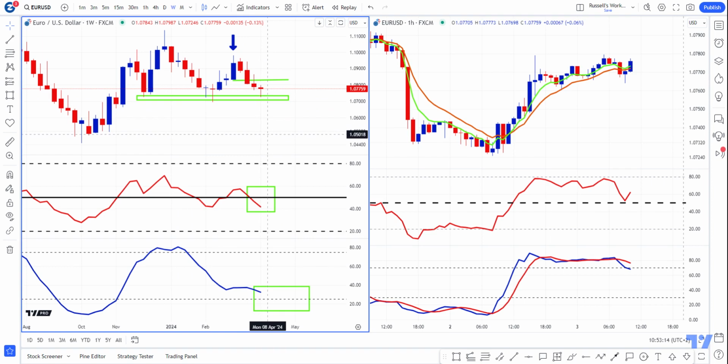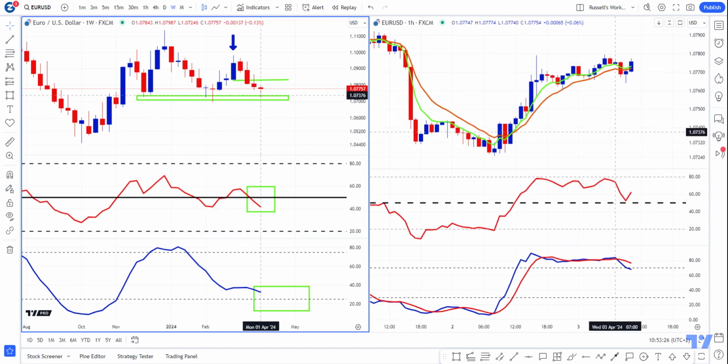It really is going to depend on the real rates. If the real rates continue moving higher, I think that does act as a headwind to the Euro-US dollar. What you can do is just keep an eye on the hourly.